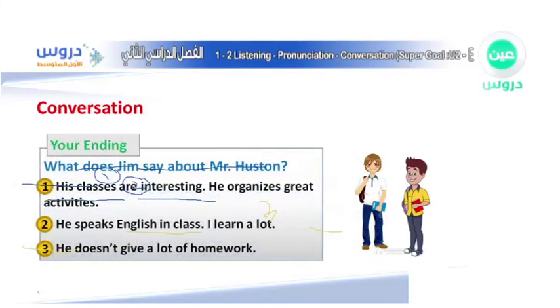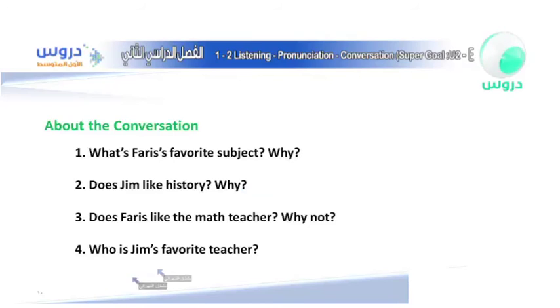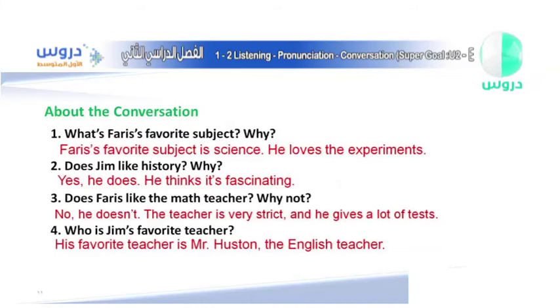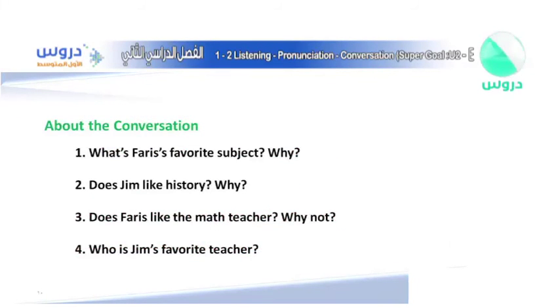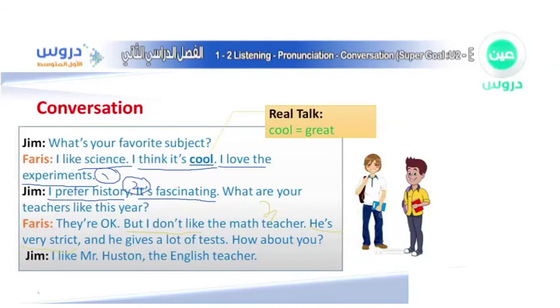Let's go to number 4. Who is Jim's favorite teacher? Okay, who can do it this time? Who wants to do it? Okay, Amir, I'll give it to you. This time, I'll give it to Amir. Here's the pen. Go ahead, Amir. You can do it. Underline it and write number 4.